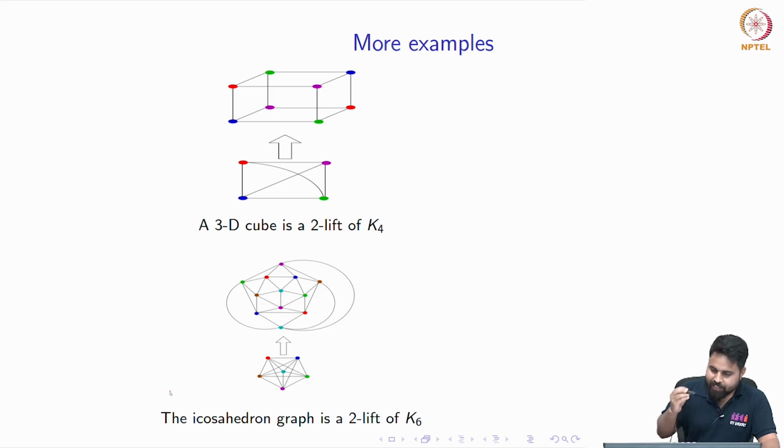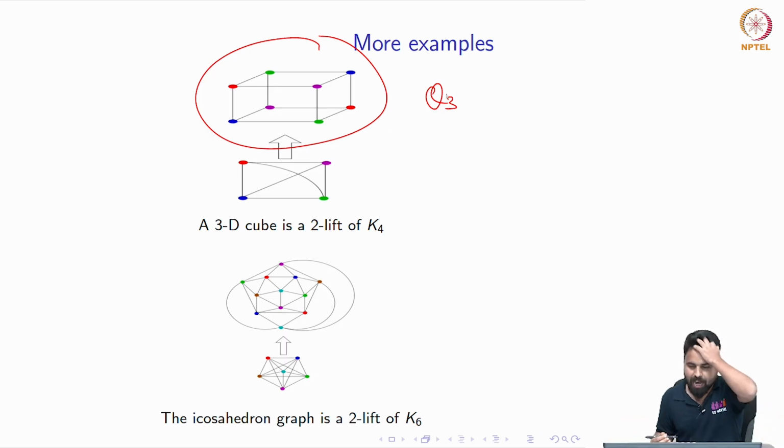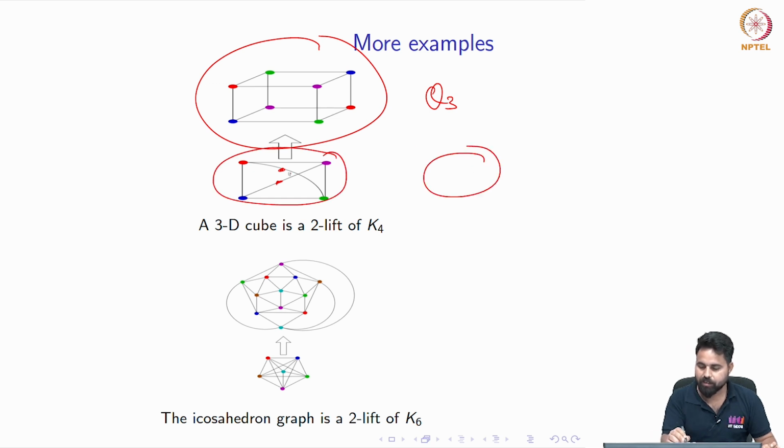This cube we have seen many times now. This is nothing but Q3, the hypercube graph. This is a two lift of K4. You can easily see that you can cross these two edges. You take two copies of this same graph and then cross these two, and it will give you Q3. And similarly, this graph is a two lift of this.